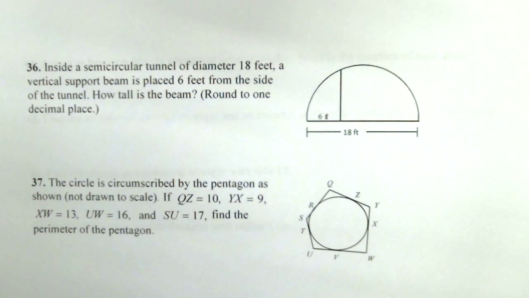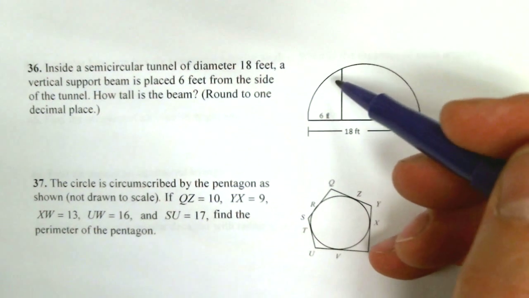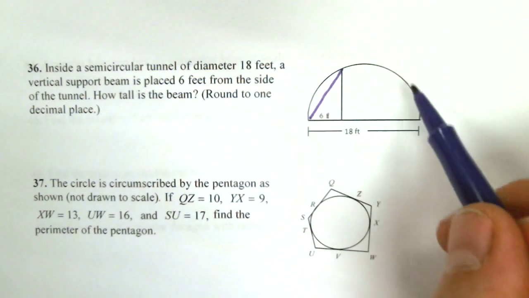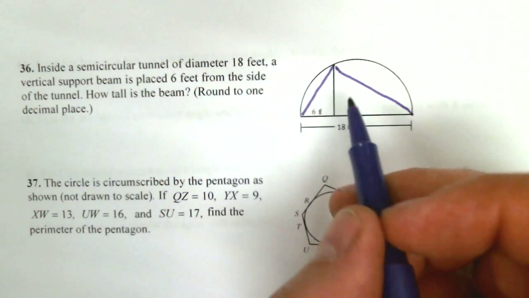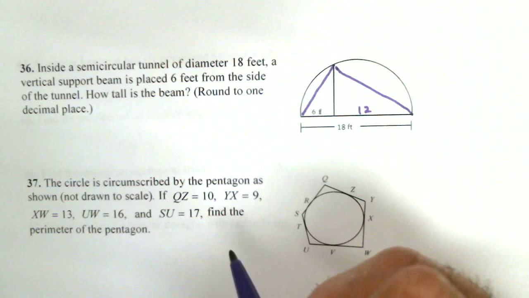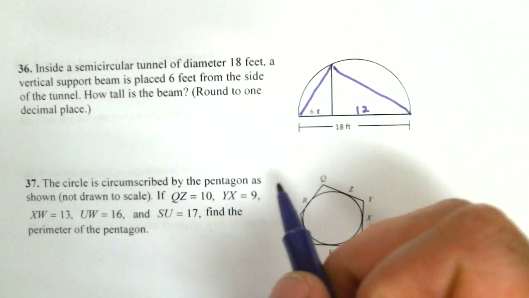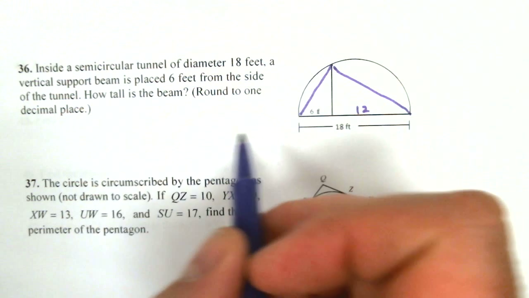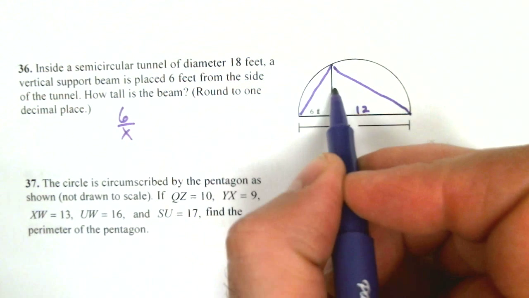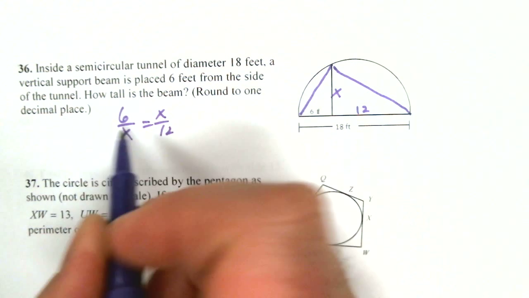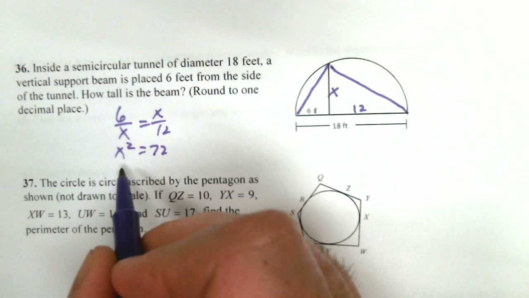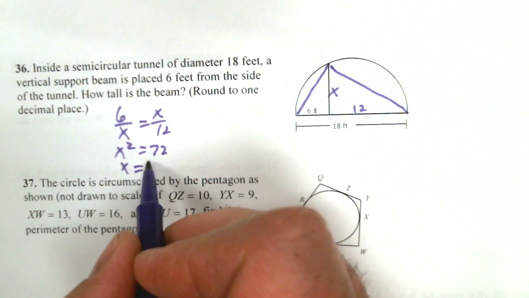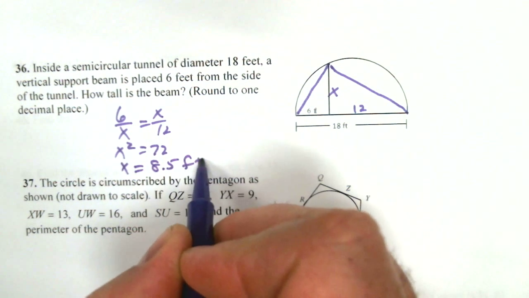Here we go on question number 36 on page 5 of the review. If we have a semicircular tunnel, we can draw those lines in there and we get three triangles that are similar to each other. We can use the proportion 6 is to x as x is to 12. I get x squared equals 72. If I do the square root of that to the nearest one decimal place, I get 8.5 feet.